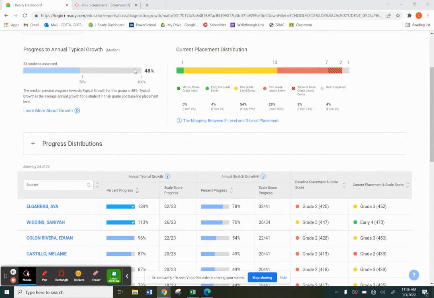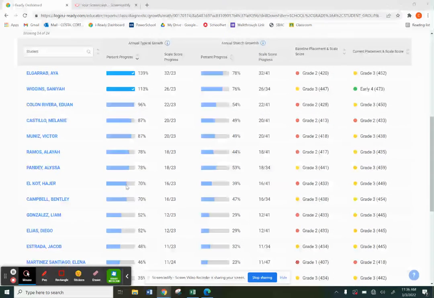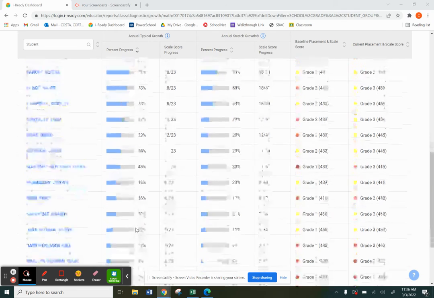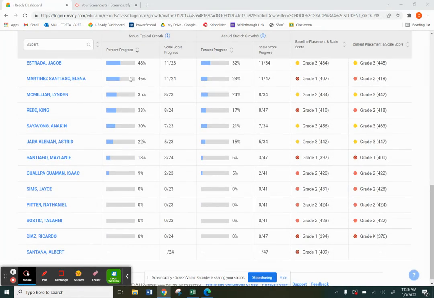Let's look at that a little more clearly. Again, remember, we're looking for that 48% median. If I scroll down here, here he is. This is the student that is dead center in the class when we look at growth from least to greatest. So we can see all of these students grew more than 48%, while all of these students grew less than 48%.